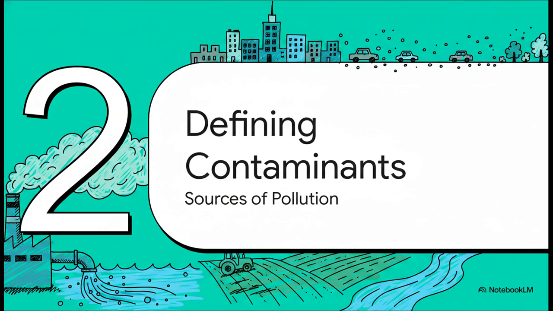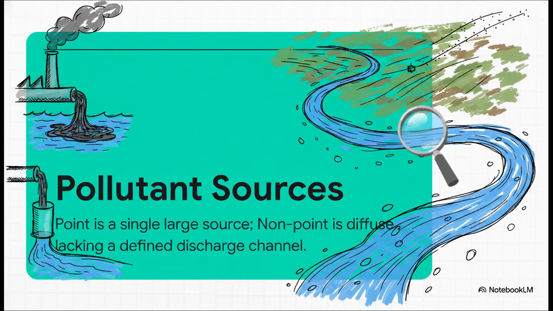Moving on to part 2, defining contaminants. So where is all this coming from? Well, we categorize these sources into 2 main suspects. First up is the point source. Think of this as a single, large, clearly identifiable source, like a factory pipe dumping straight into a river. You can literally point right at it. On the flip side, we have the non-point source. This is diffuse pollution. You can't trace it back to one single physical spot. We're talking about general sediment runoff, pesticide spraying, or fertilizers just washing off massive agricultural farms after a rainstorm.